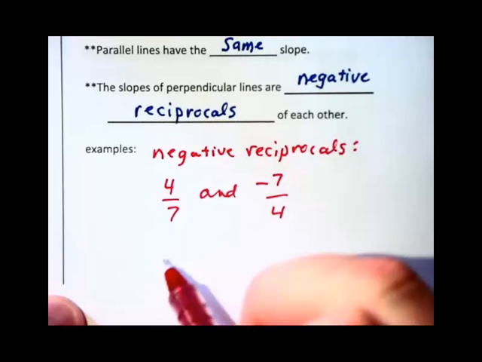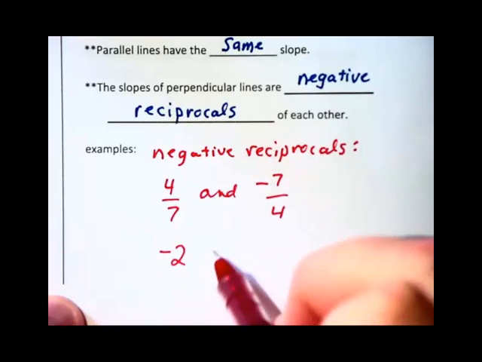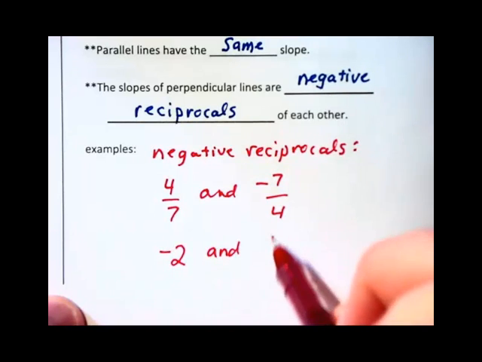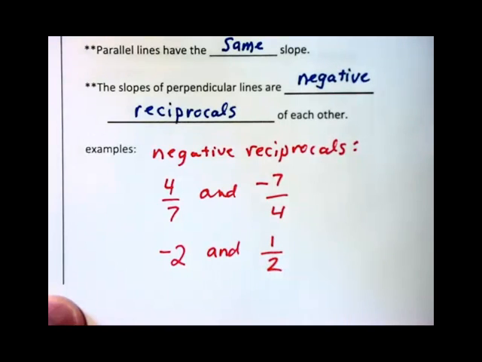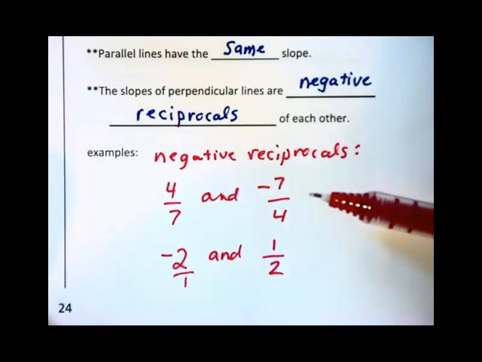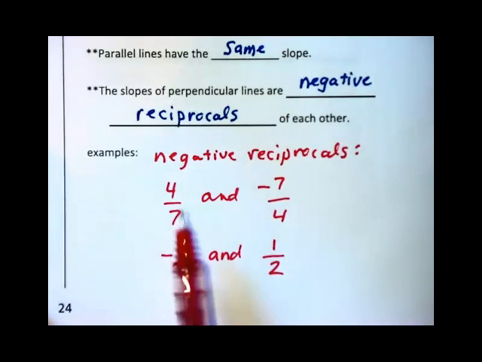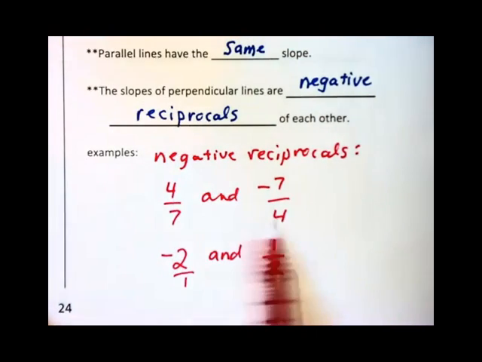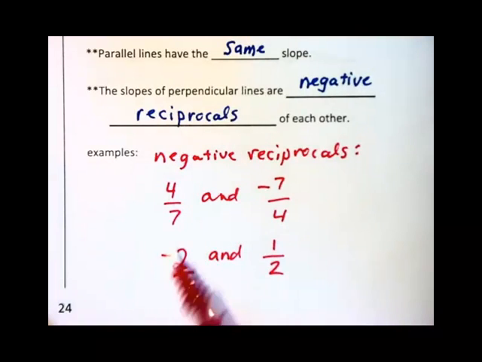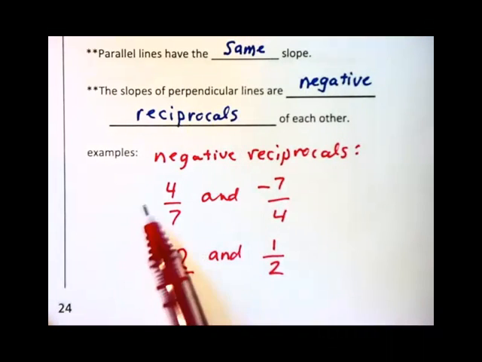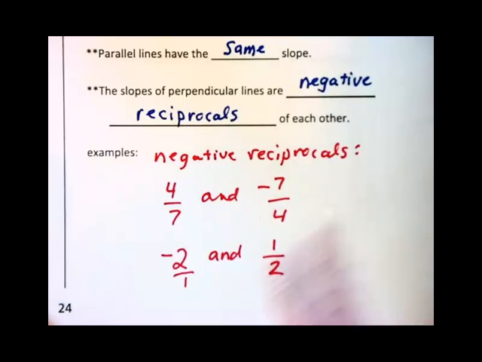If you have the whole number negative 2, its negative reciprocal would be positive 1/2, because that negative 2 is actually over 1. Now I want you to notice something here. In both of these cases, the product of the fractions is negative 1. When you multiply the first two fractions together, the 4's cancel, the 7's cancel, and you have positive times negative, which gives you negative 1. And that is the case in the second pair of fractions also.